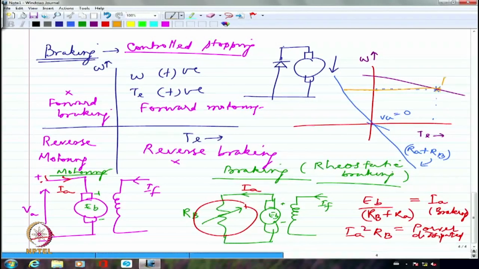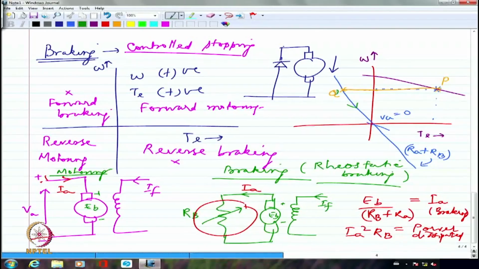So originally the operating point was P, now it will shift over to Q. From P it will shift over to Q. Please note, in Q the speed is still positive, but the torque is negative because you are having the armature current in the opposite direction. So this particular operation will traverse this particular trajectory. So it will try to come down to 0 eventually, right? So we are going to have switching over of the characteristics from P to Q.